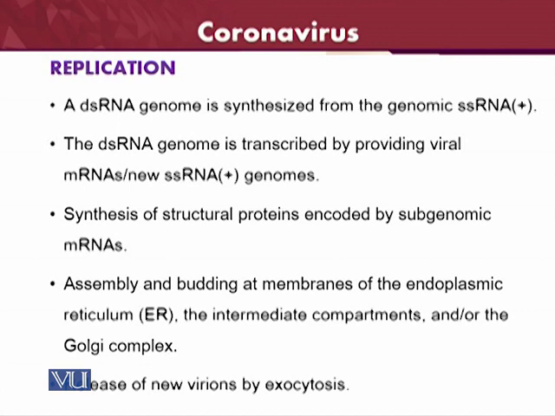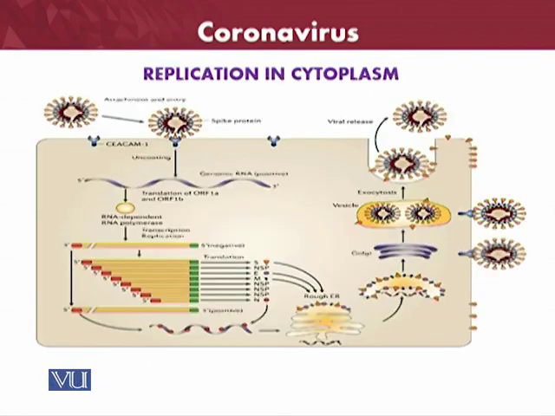After the replication, the material has to be packaged, and it has to be assembled in the capsid. Packaging, budding, and assembling happen at the membranes of the endoplasmic reticulum and the intermediate compartments to the Golgi complex, because all the processes are happening inside the cytoplasm of the cell. Then the release of the new virions is by exocytosis. Here in the diagram, it makes the whole replication process in the cytoplasm clear.